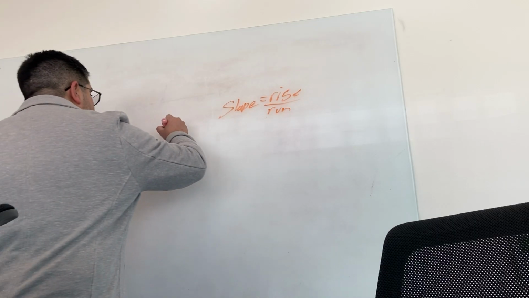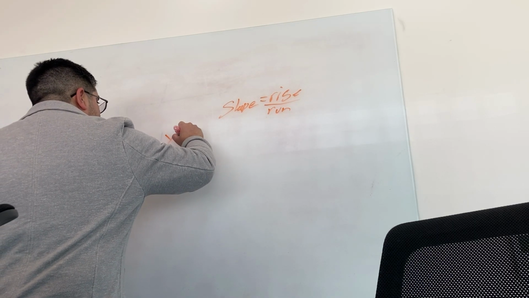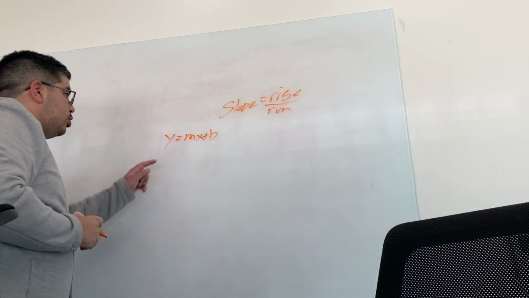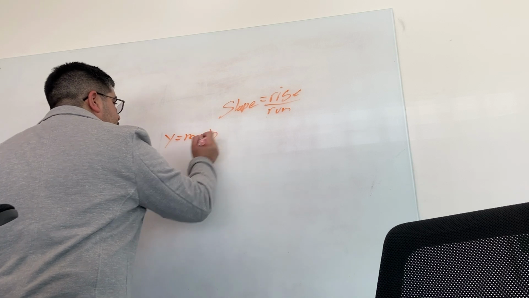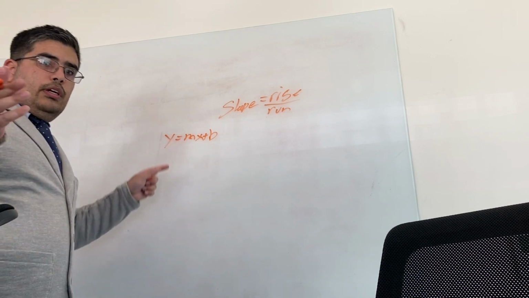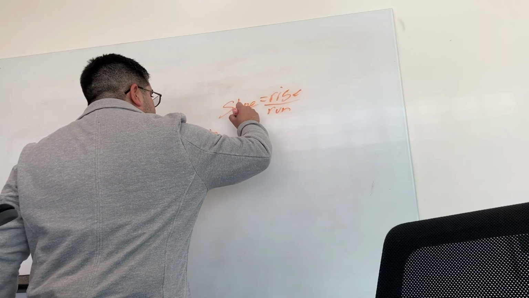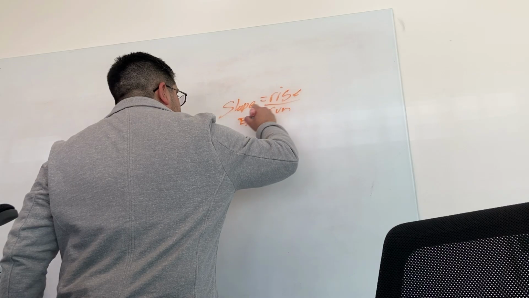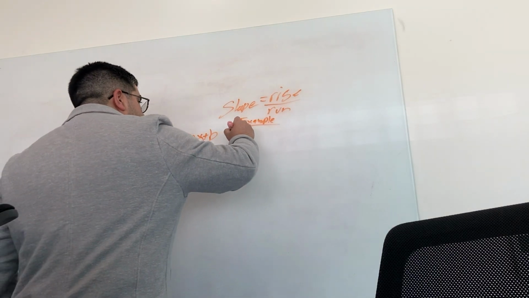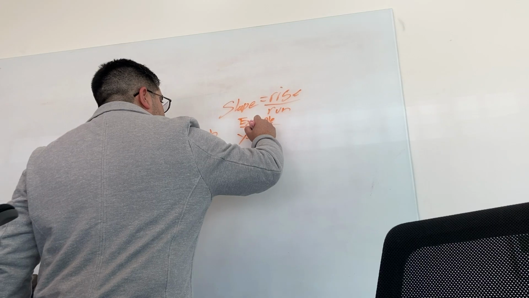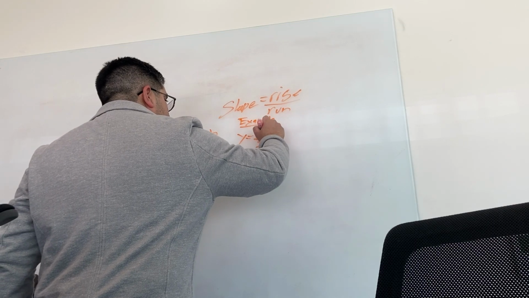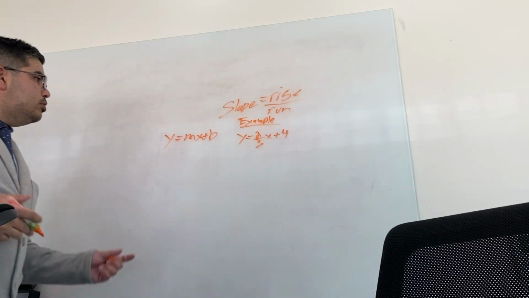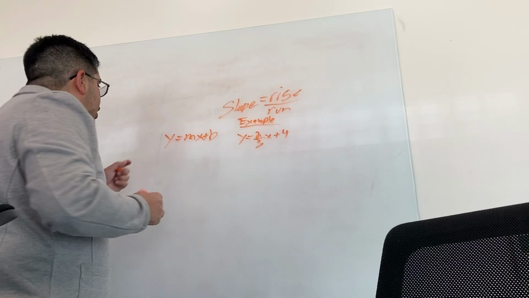So we have the slope-intercept form, which is y equals mx plus b. Remember, I told you to see it again. That's the slope-intercept form. An example: let's write examples over here. y equals 2 over 3x plus 4. That's an example.